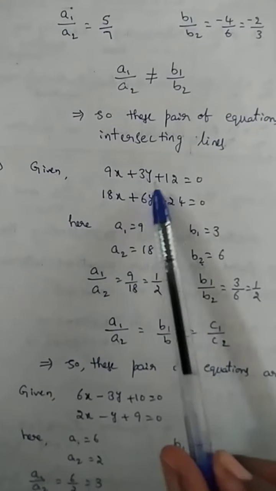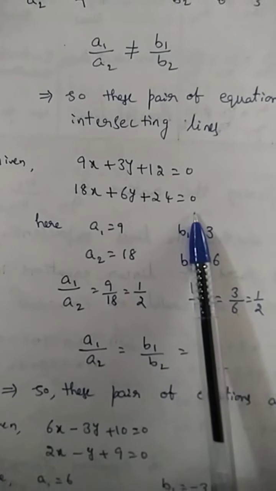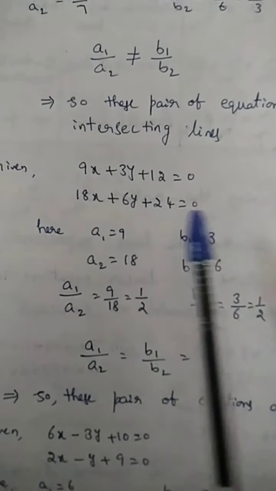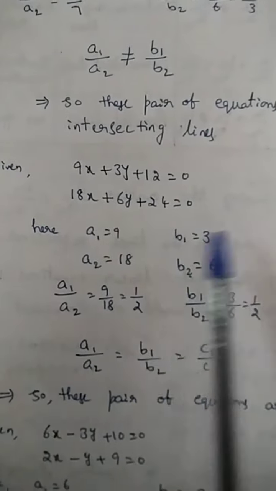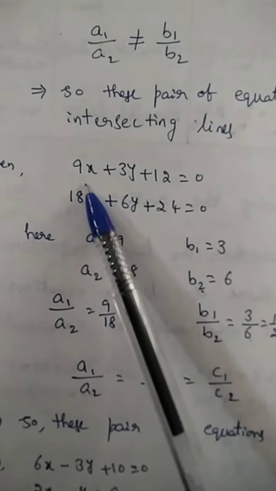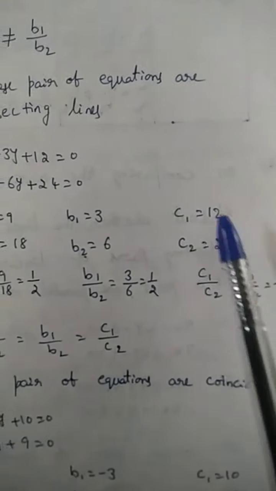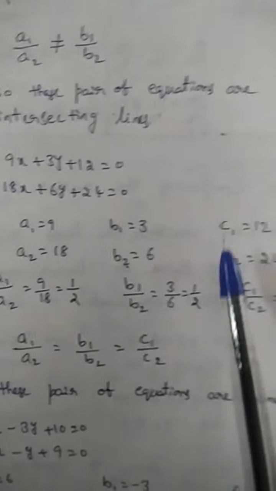Given 9x plus 3y plus 12 is equal to 0, and 18x plus 6y plus 24 is equal to 0. These are the two equations. Just now I said that, so next time onwards we'll not write that comparison of the general form of the linear equations. Automatically a1 is 9, b1 is 3, c1 is 12, then a2 is 18, b2 is 6, c2 is 24.